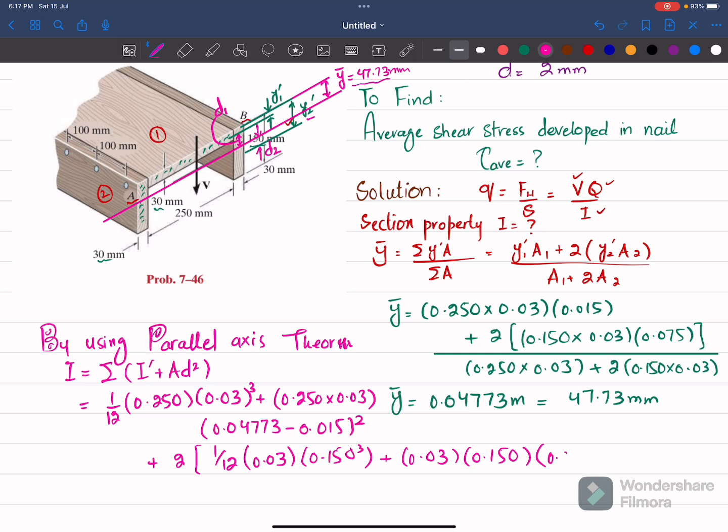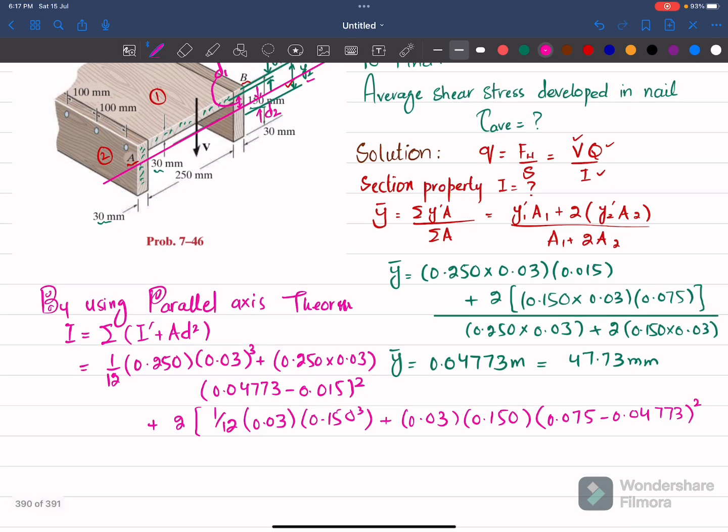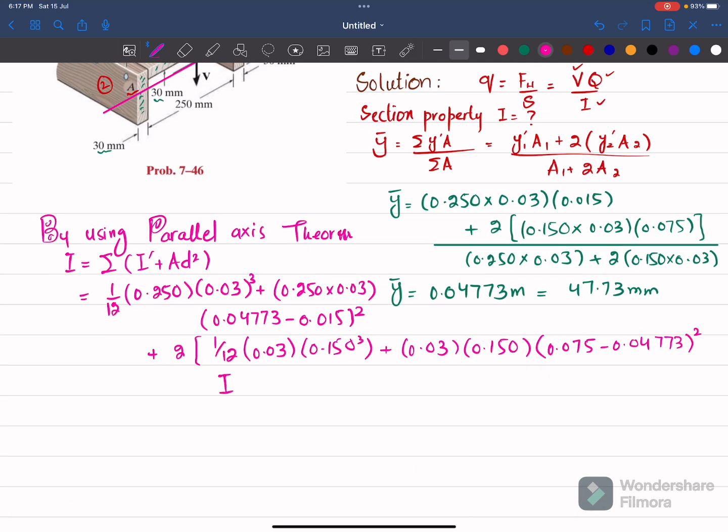So this distance y2 dash was 0.075 minus y dash, which is 0.04773, whole square. So when you calculate it, you will get the moment of inertia for the beam shown above as 32.164 into 10 to the power minus 6 meter power 4. Now you have this I, you have V, you do not have Q.